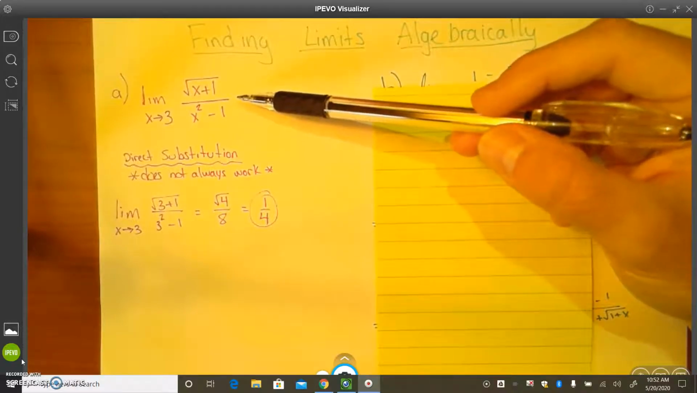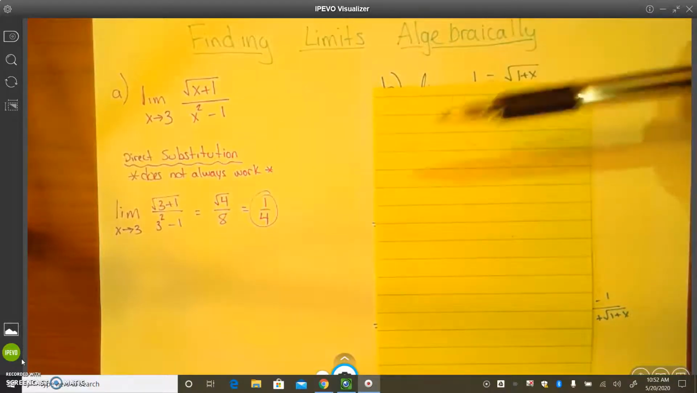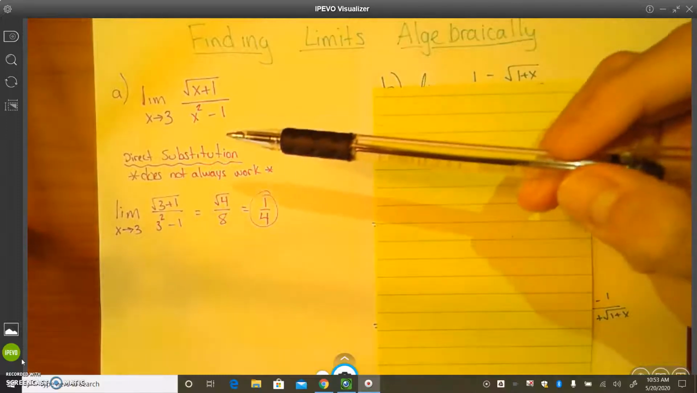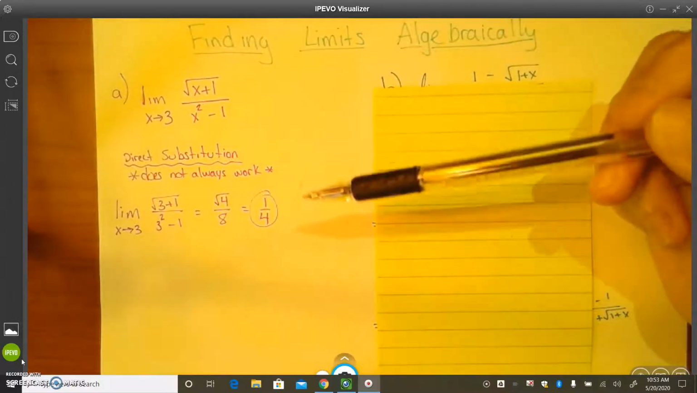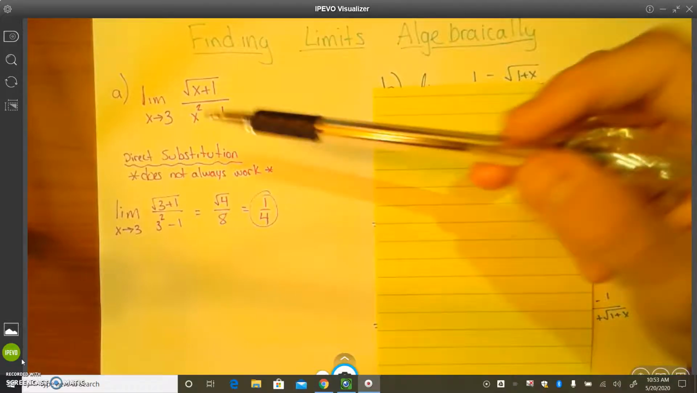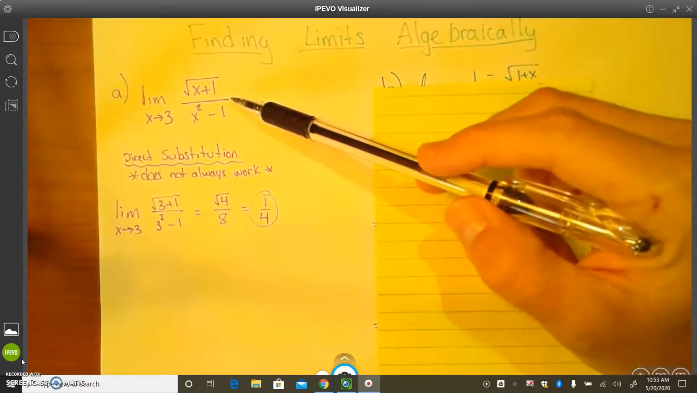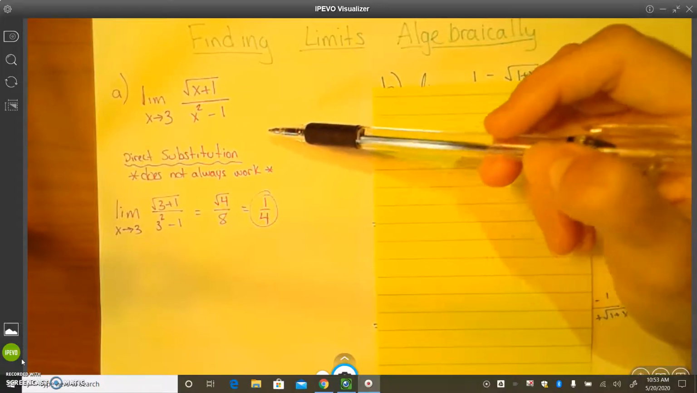So what we're going to do today is all of the algebraic tricks associated with finding these things. Your first strategy right out the gates is going to be direct substitution. When in doubt, plug the value the limit is approaching into the function itself, the expression that you're taking the limit of. It doesn't always work.